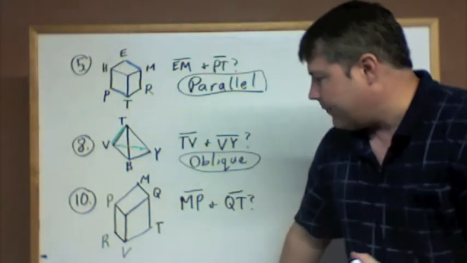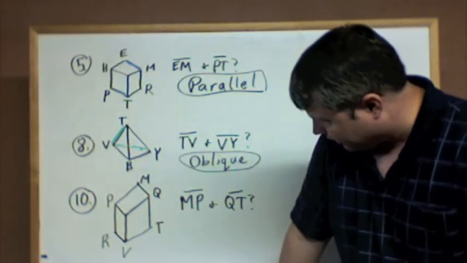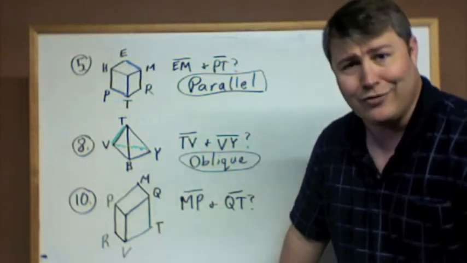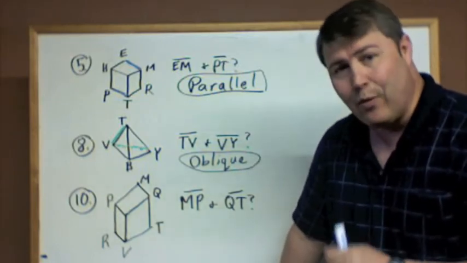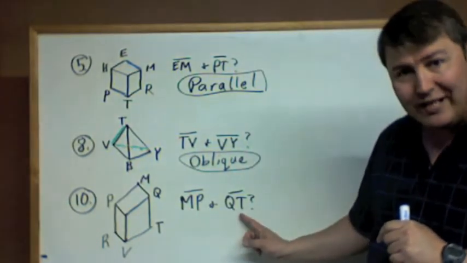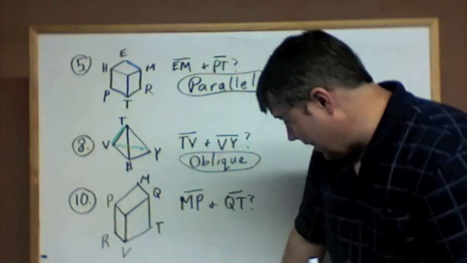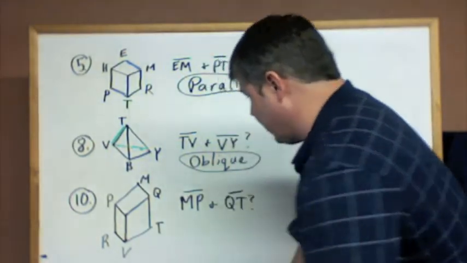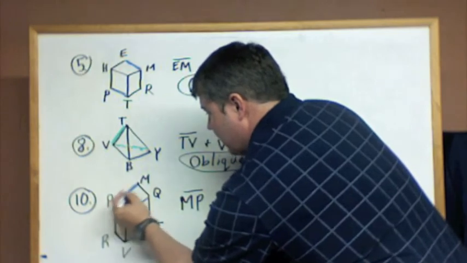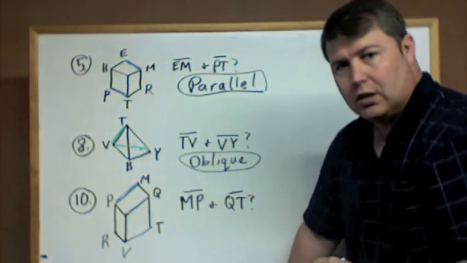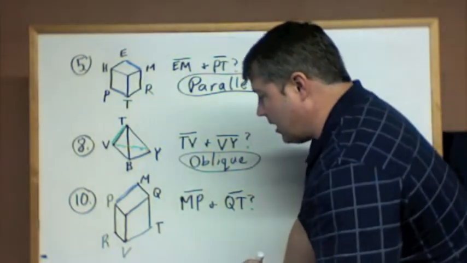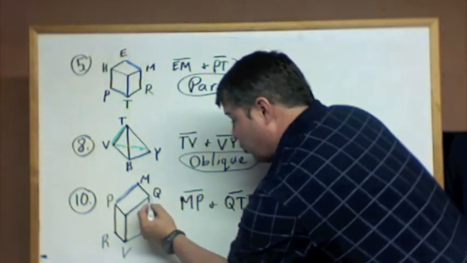And now number 10 gives me this box-looking thing here. I think they intended it to be a cube. I certainly did. I didn't draw it very well. But they want to know the relationship between segment MP and segment QT. All right, so let's trace over those. MP is here, sort of the left back corner of the box, running across and not up and down. QT runs up and down, and it's the right corner.